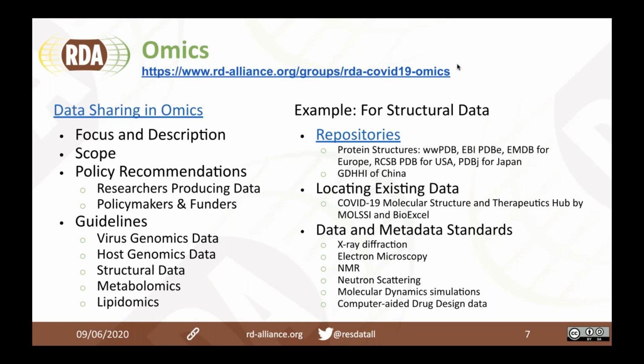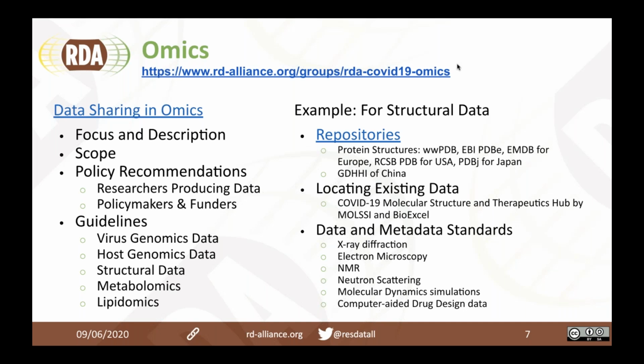Our part contains some generic recommendations, of course, the same shape as any other of the sections, as is indicated here on the left in the slide. I'd just like to give you an example of what we have in there. Our guidelines are focused on five different kinds of data: virus genomics, host genomics, structural data, metabolomics, and lipidomics. And we try to make all of those very concrete for researchers.